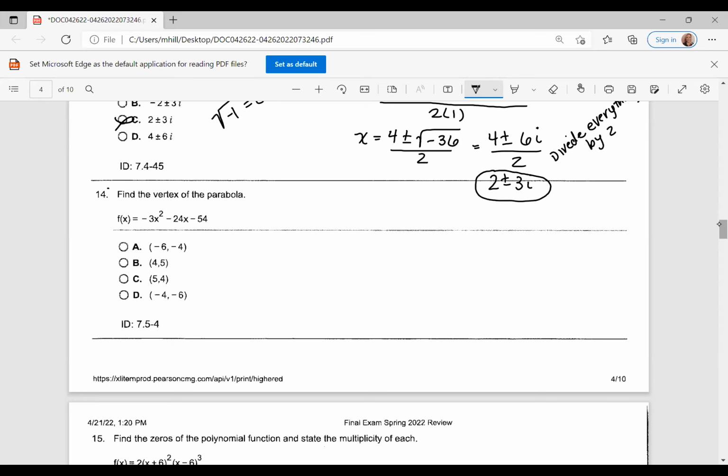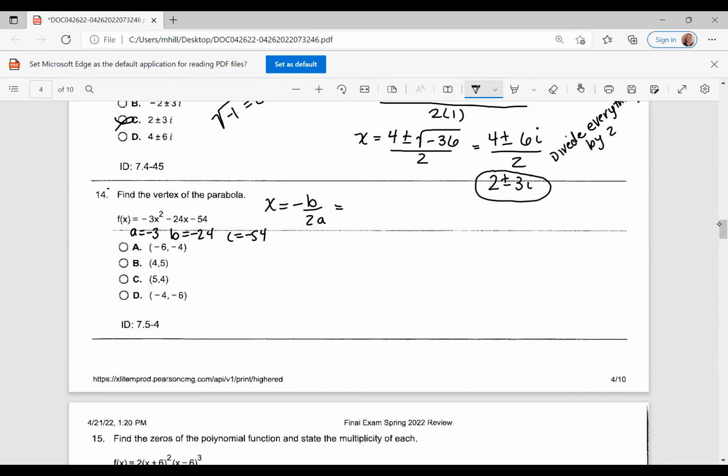I'm going to show you how to use your calculator. I'm going to show you how to do it by hand just because it always works. And if you use your calculator, it always works as well as long as you know how to adjust your windows. But, and we can go look at both things. But on this problem, I would say x is equal to -b over 2a. That's the x point on the vertex. Well, a here is -3, b is -24, and c is -54.